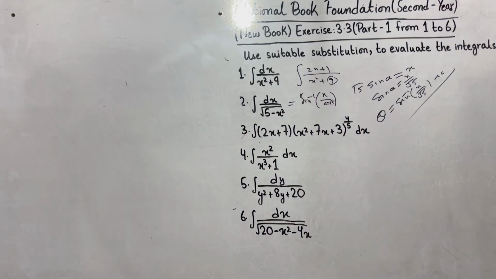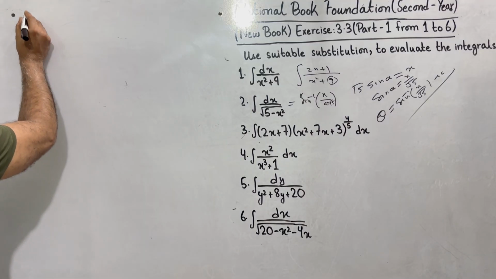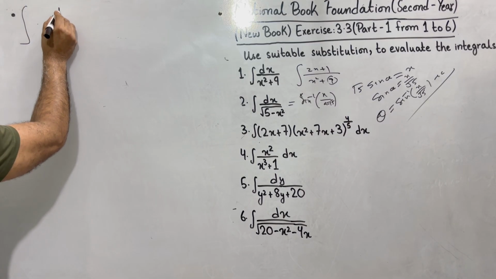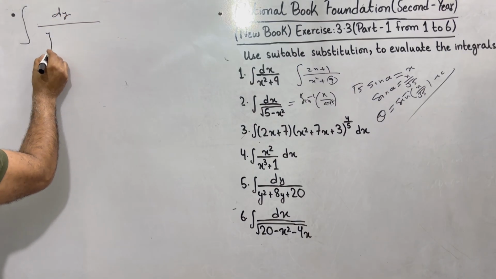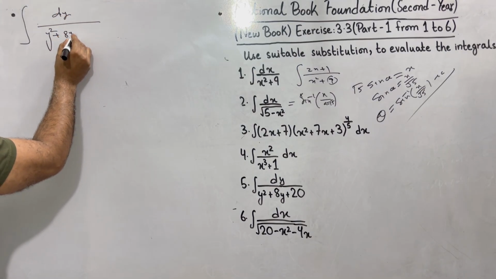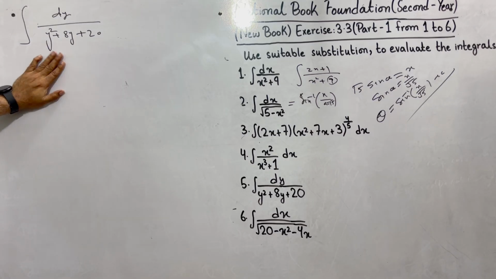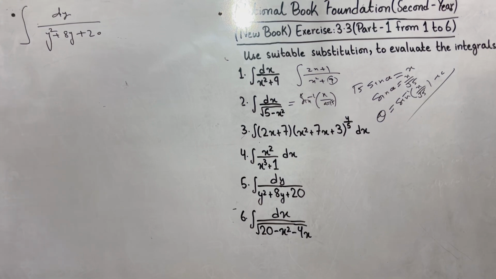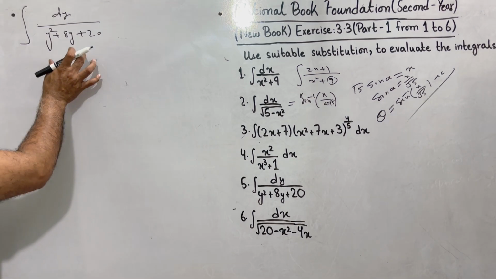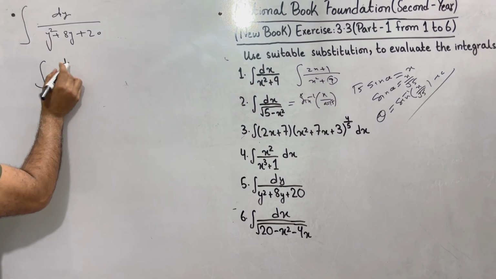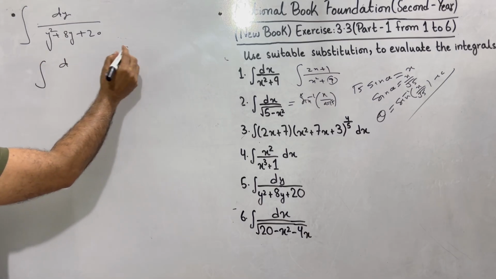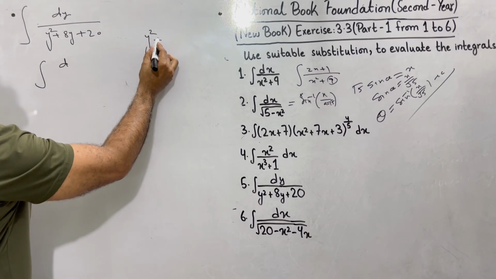Okay, question number 5: dy over y square plus 8y plus 20. Look, differentiation of y square is 2y, of 8y is 8. That is not the case. Look at this one. We can manage this either by partial fraction or by the magic supposition, how? By making this a perfect square quantity. Let me manage this here for you first.